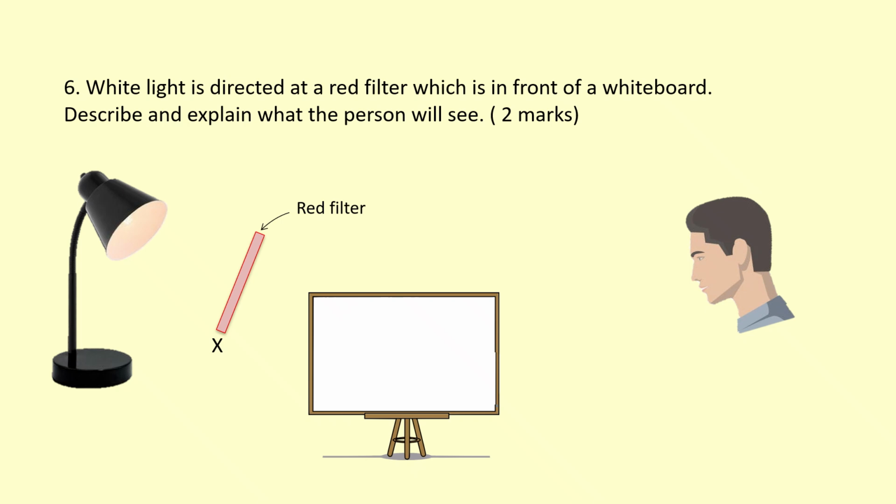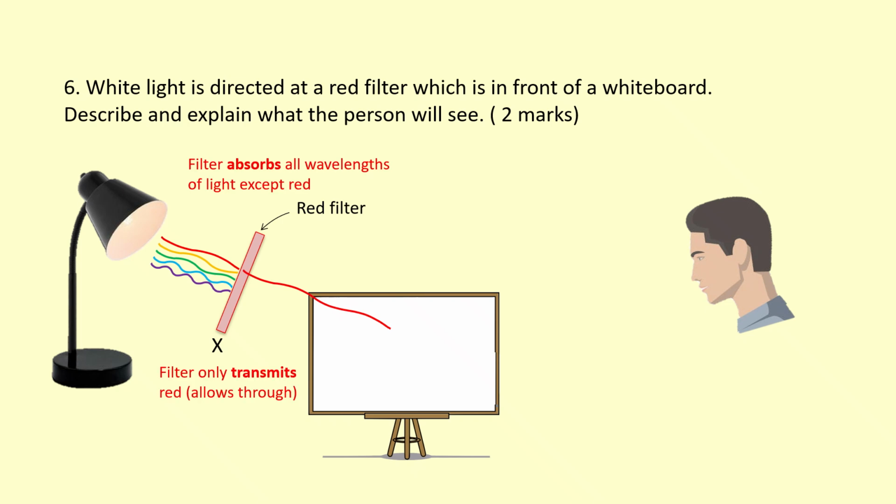Okay, final example, white light is directed at a red filter which is in front of a whiteboard. Describe and explain what the person will see. So when we shine the white light through the red filter, it is going to absorb all the wavelengths except for red. It's going to allow the red wavelength to pass through. So we say that red wavelengths are transmitted through the red filter. And then when it hits the whiteboard, remember white is good at reflecting all the different light wavelengths. So it's going to reflect the red that's hitting it. And the red light is going to go into the person's eye. So the whiteboard is actually going to look red because of the filter and what's being reflected from the whiteboard.